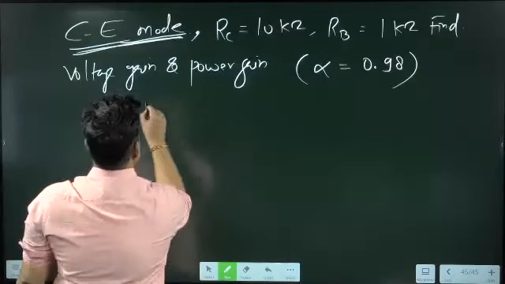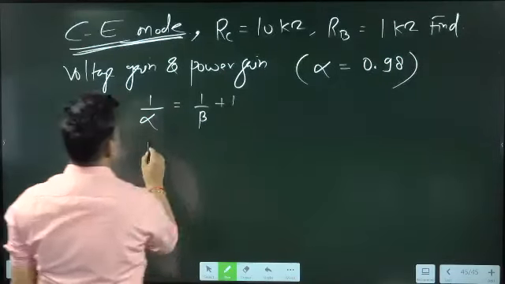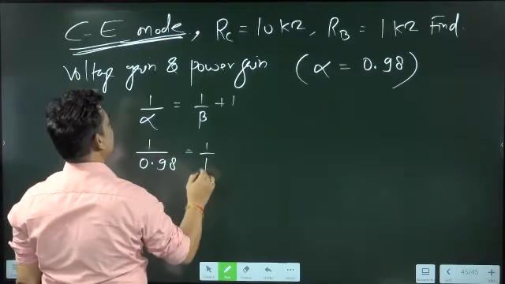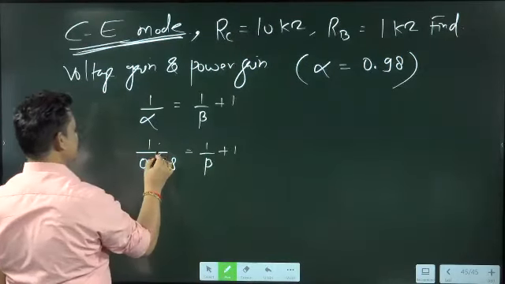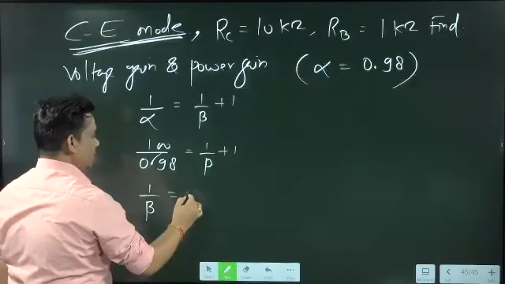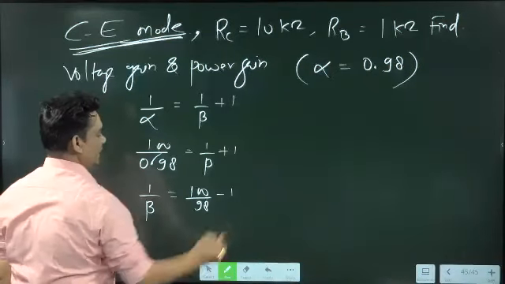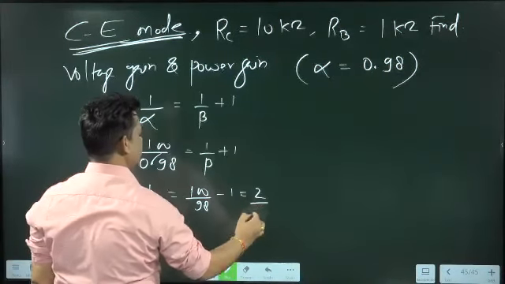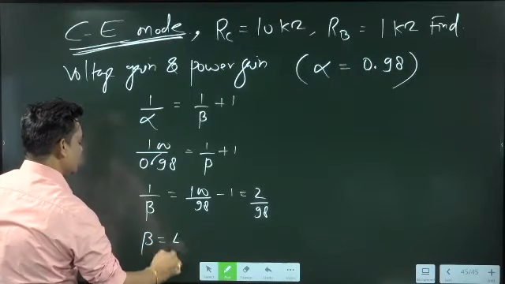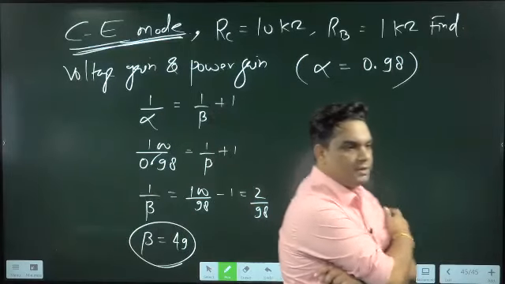So we will use this relation 1 by alpha equal to 1 by beta plus 1. So 1 by alpha, with alpha 0.98, equal to 1 by beta plus 1. If you remove the decimal, 100 by 98, so 1 by beta will be equal to 100 by 98 minus 1. So we can say 2 by 98, and beta becomes 49. Clear? 49 is coming now?